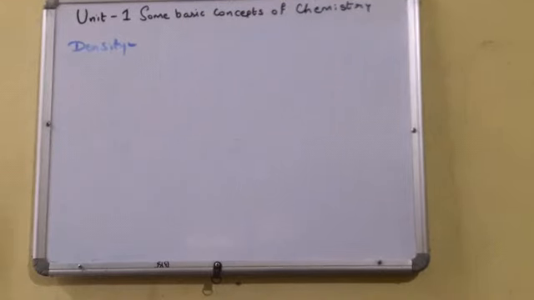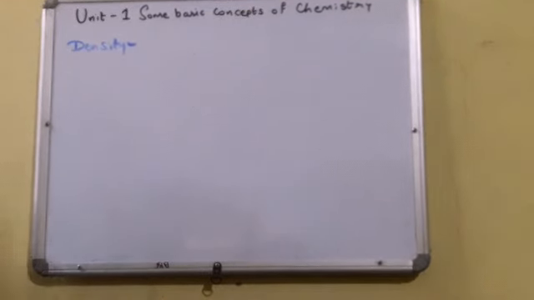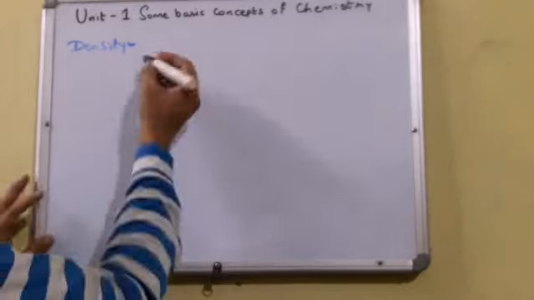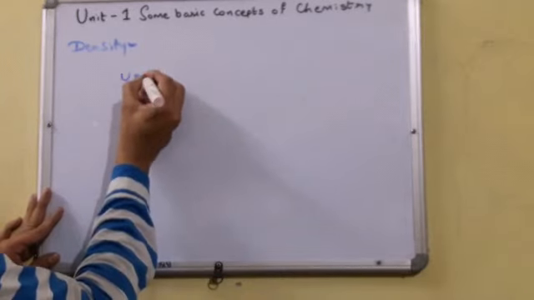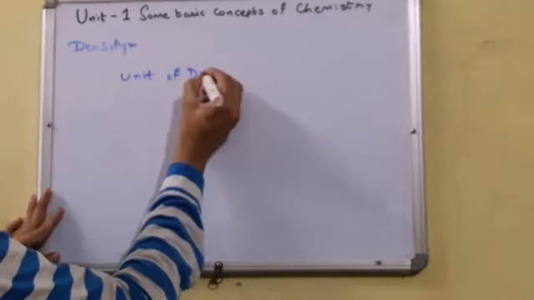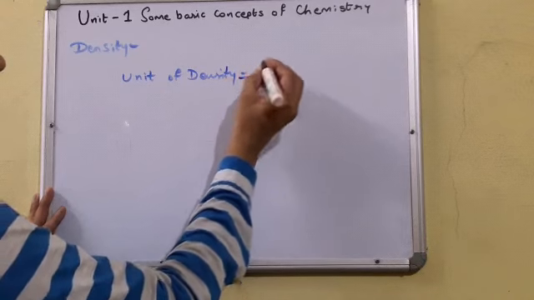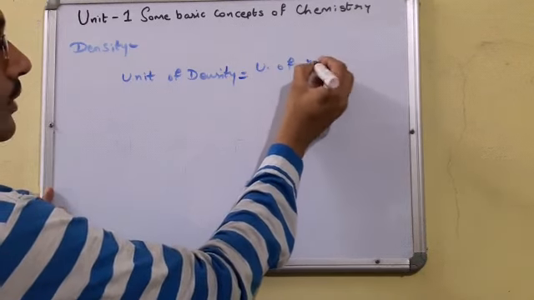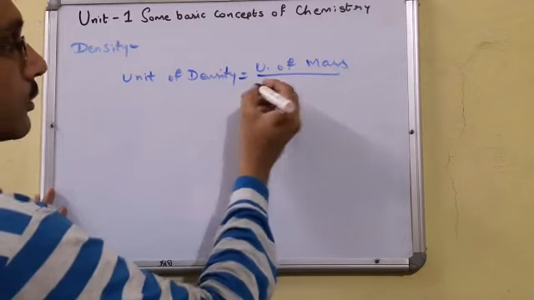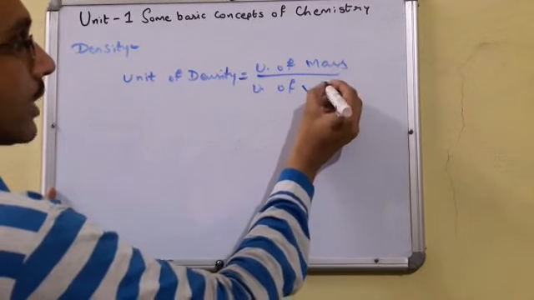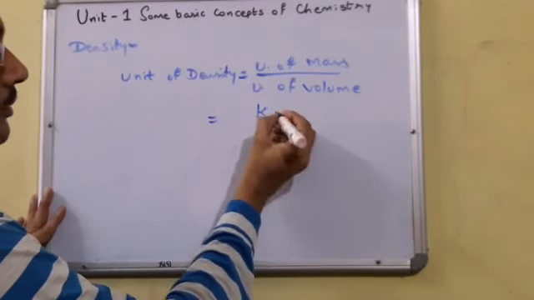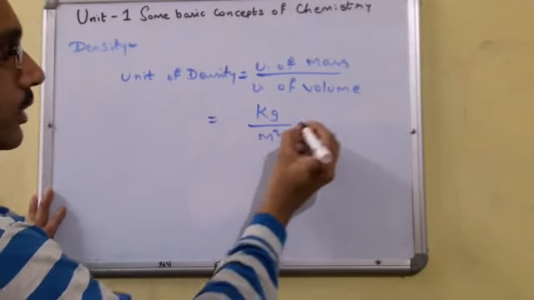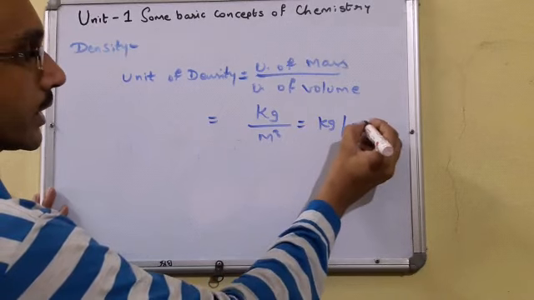Now students, see the next topic, that is density. What is density? Mass per unit volume of a substance is known as density. That means if we have to write the unit of density, the unit of density is equal to the unit of mass upon the unit of volume. The unit of mass is kilogram and the unit of volume is meter cube. We can write kilogram per meter cube.